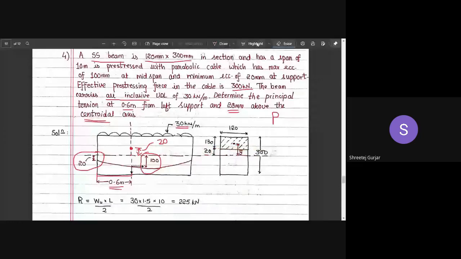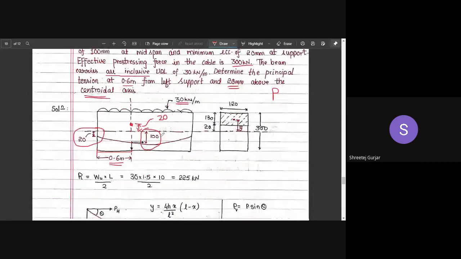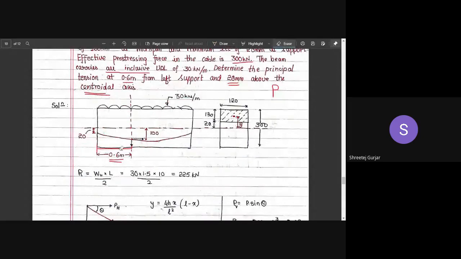So now we have to consider a few different things while calculating. We cannot directly calculate at the support, right? We have to consider it at this particular section, and not at the neutral axis. We should not calculate at the neutral axis. We have to calculate 20 mm above the neutral axis at this particular point. So we have a few changes in this particular numerical. Now let us check how we have to go about solving this numerical.